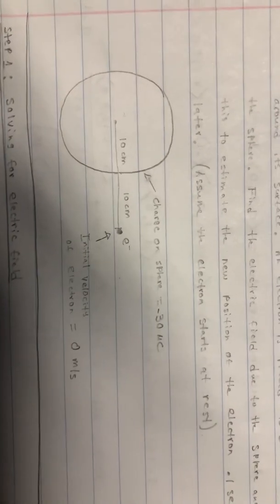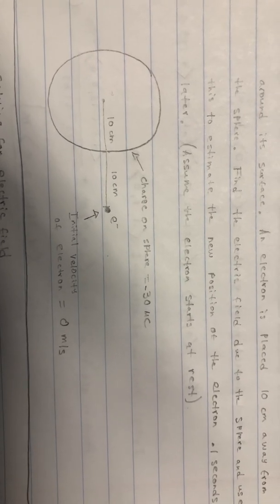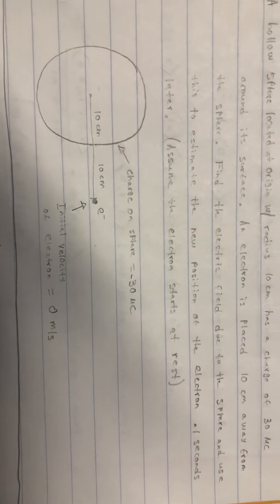Here's a diagram that I've drawn to illustrate the situation, and as you can see, there's a charge of negative 30 on the surface of the sphere, and the electron is placed 10 centimeters away from the sphere with an initial velocity of 0. And it's important to note that the electron is directly to the right of the sphere, so it only has a position in the x coordinate, so there's no y or z coordinate at the moment.